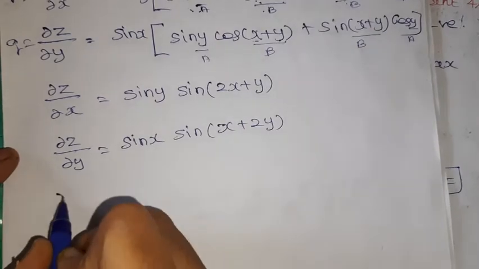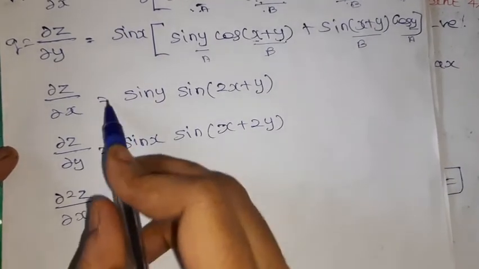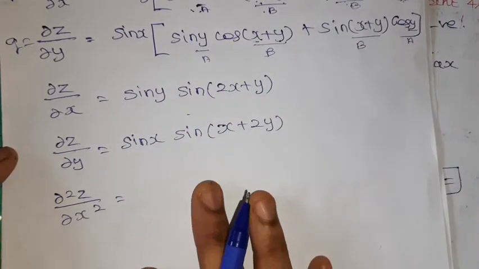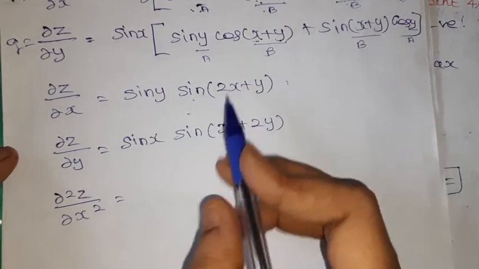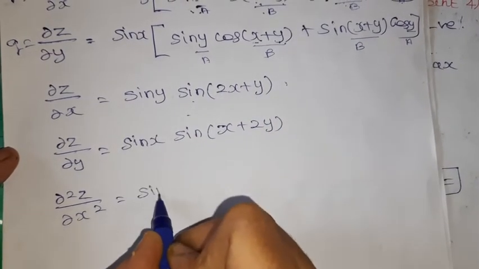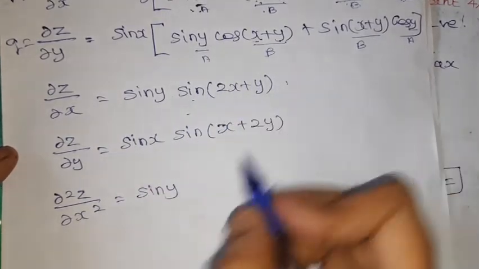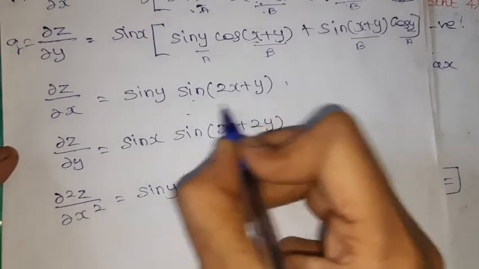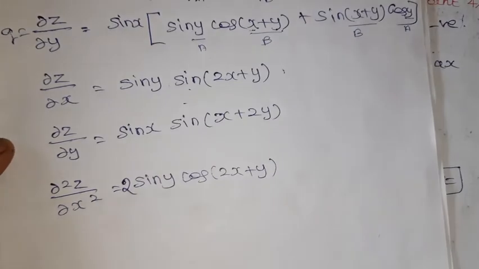Then we need to find out the dou squared z by dou x squared, so again we need to differentiate with respect to x. For that, what will we get? Sin y is constant, keep as it is. From this sine function we will get cos of that function, then differentiating 2x we will get 2. So 2 sin y cos of 2x plus y.